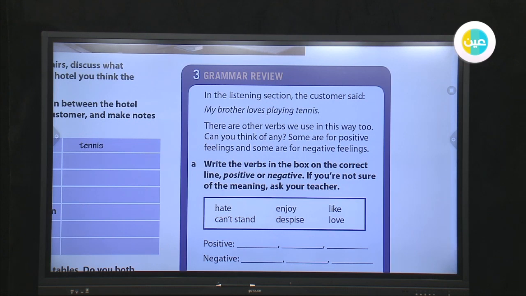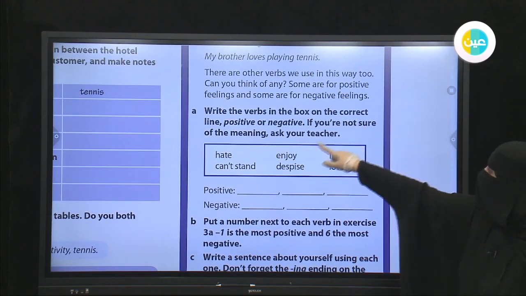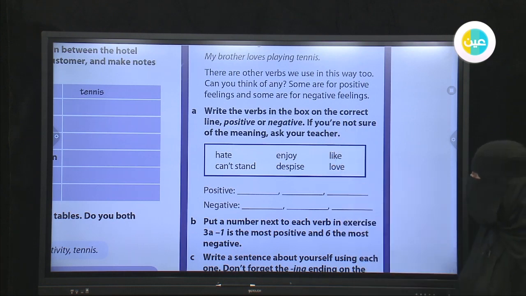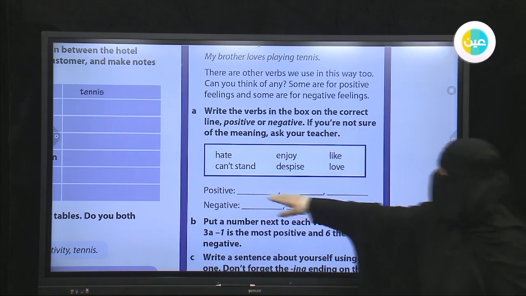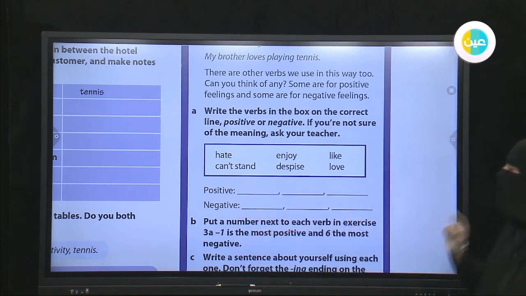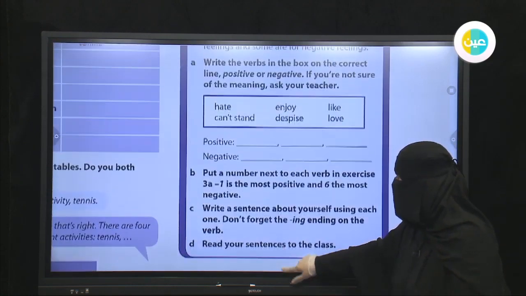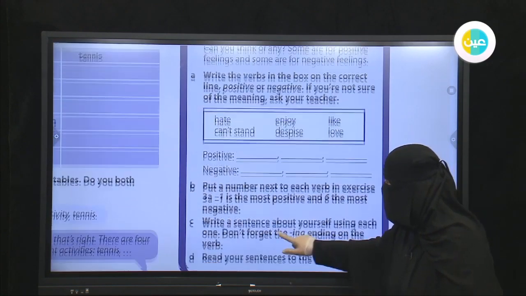Hate, don't like, can't stand, and so on. Write the verbs in the box. Here we have some verbs in the box on the correct line, positive or negative. Okay, here we have a positive for the positive verbs and negative for the negative verbs. Negative means negative feelings, positive feelings. Not, we don't mean using not.